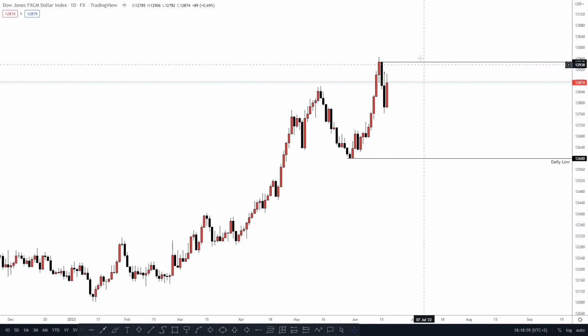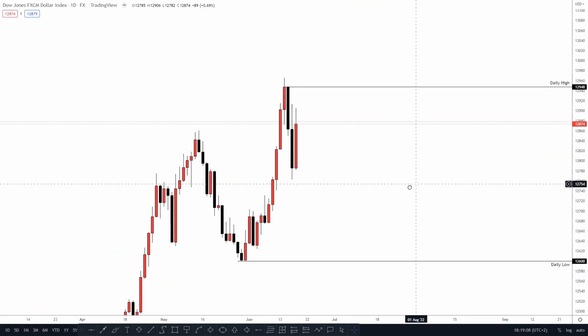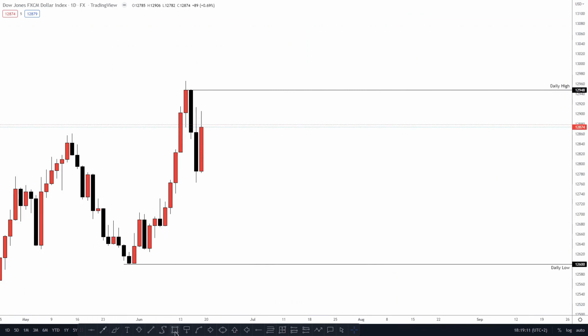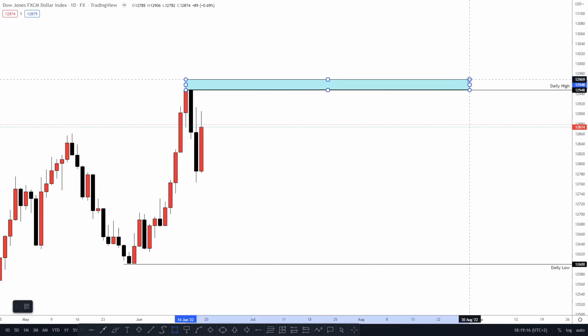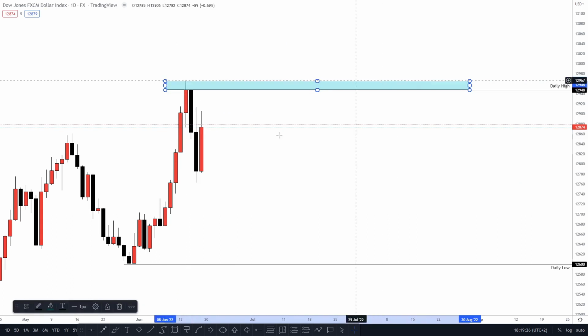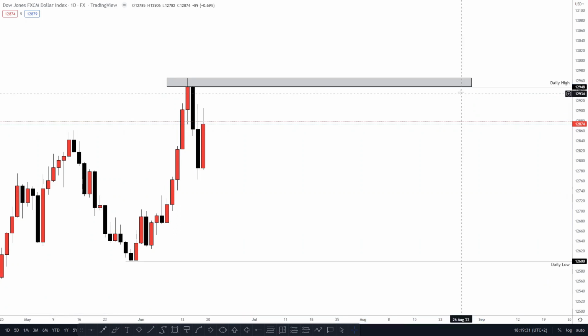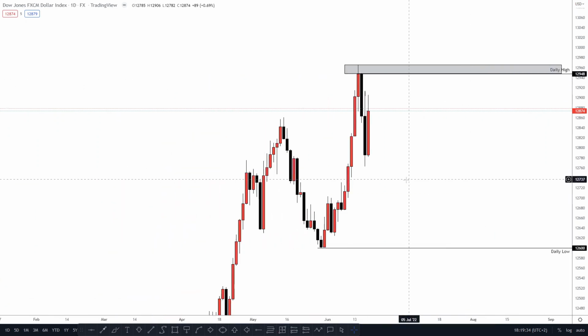What you're also going to start doing is, since our levels are just going down to the body, if there is a wick, we add a zone. So this is our zone. I'm just going to have it up until the wick down there, and make it a daily zone. As you can see here, there's nothing. So this is our daily zone, and this is what we're working on.